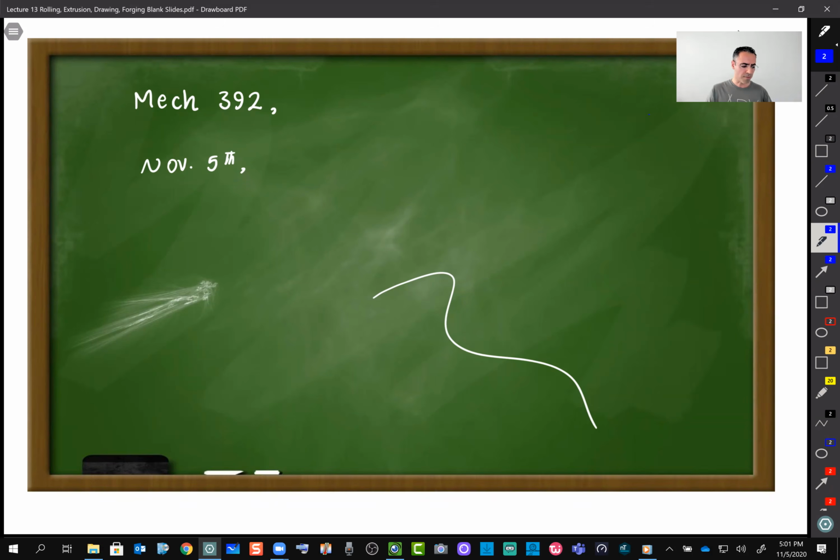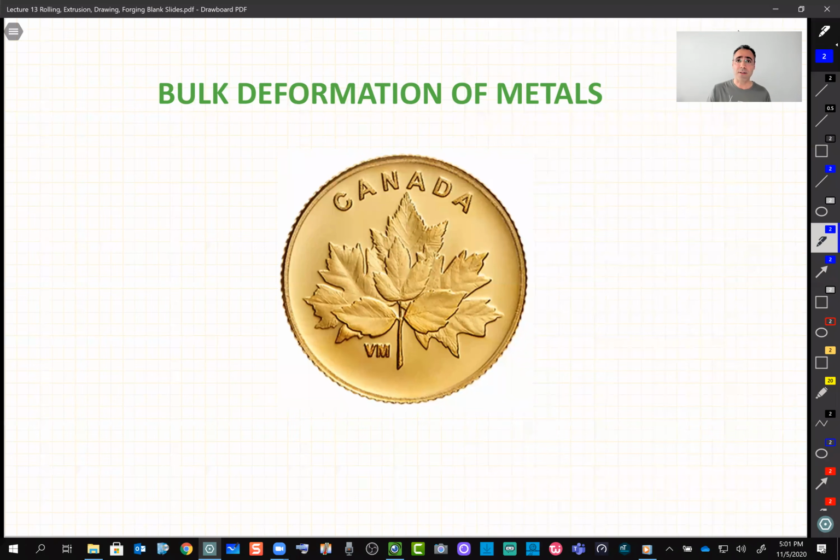Let's start with maybe this example. This coin is maybe a good example, and let's see how we can make a coin with the processes that we've learned so far. But first, let's organize our thoughts and see what we have learned so far, or the processes that we are familiar with that it might be possible to use to make this coin.